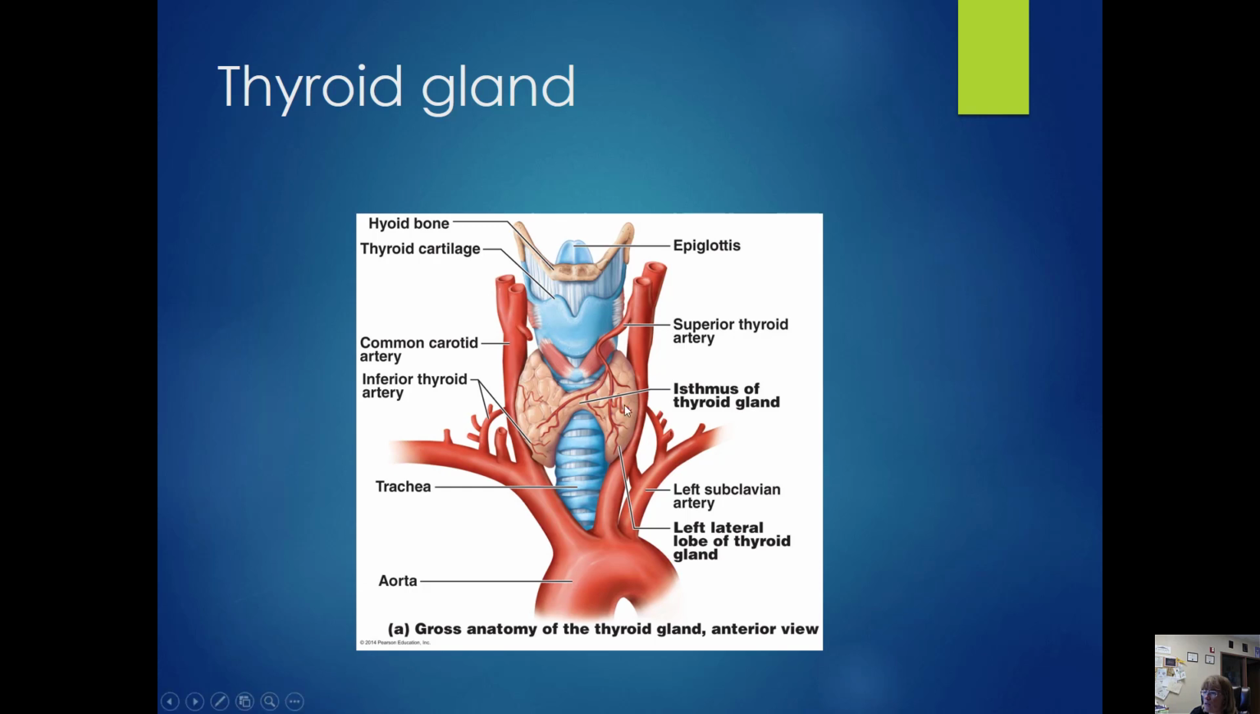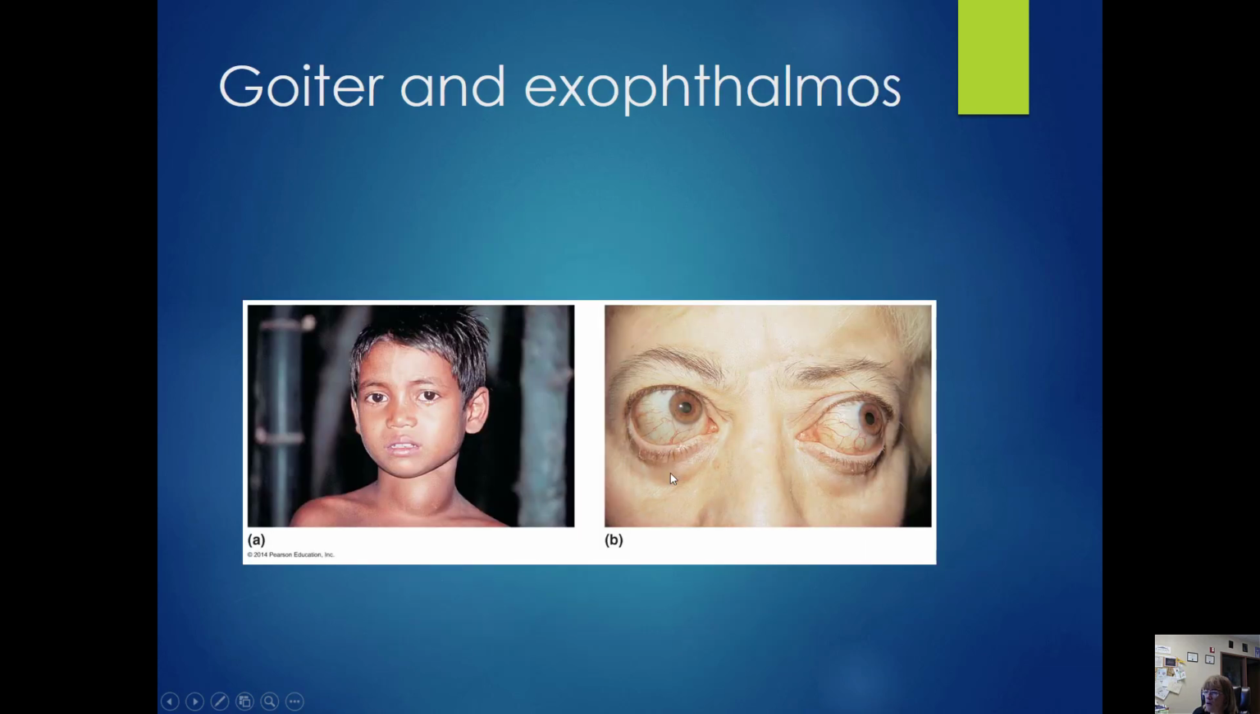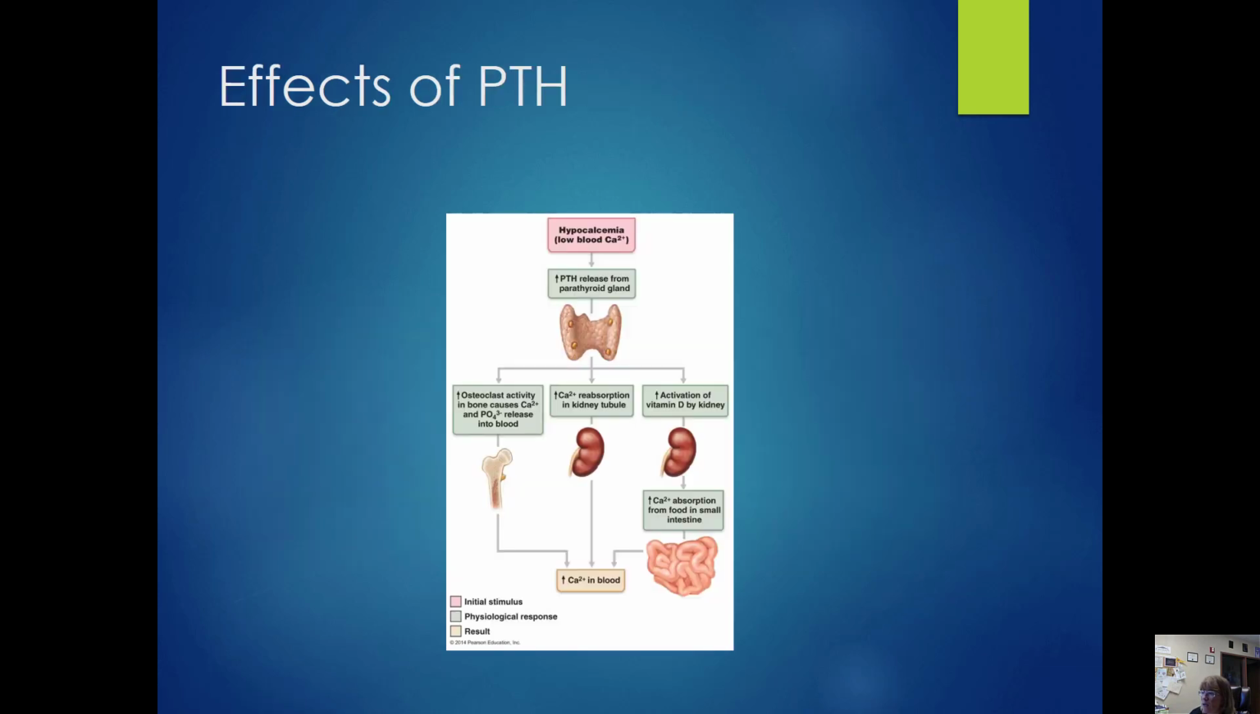Here's where our thyroid gland is. Here's where the parathyroid glands are. When we get into thyroid in the study guide, then I'll talk to you specifically about goiter, how you get a goiter, why you get exophthalmos when you have hyperthyroidism. Here is PTH. This is a really good thing.